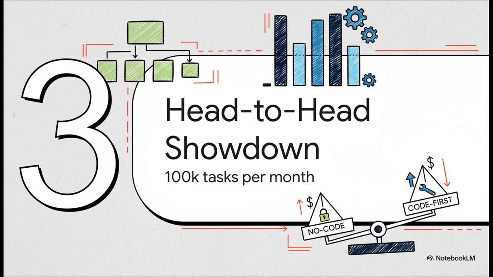Okay, time to get into the actual numbers. We're going to look at a pretty common scenario for successful automation, a workflow that's hitting 100,000 tasks every single month. This is the point where the differences in costs really start to jump out at you.